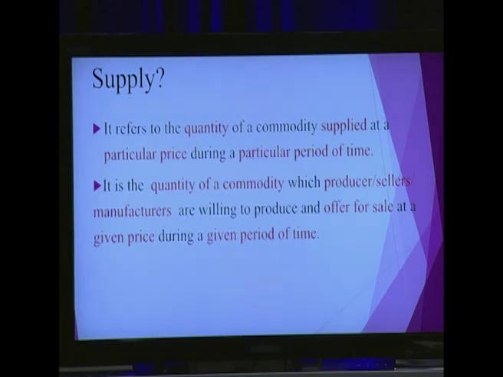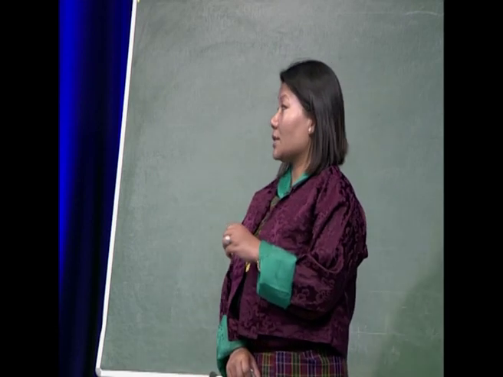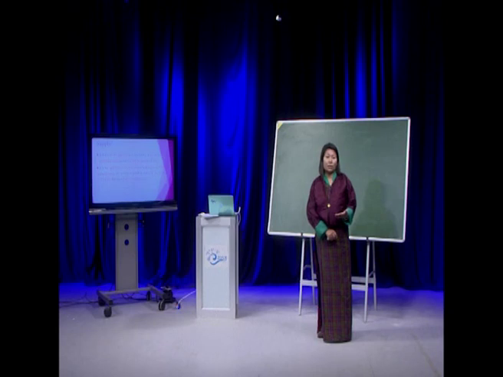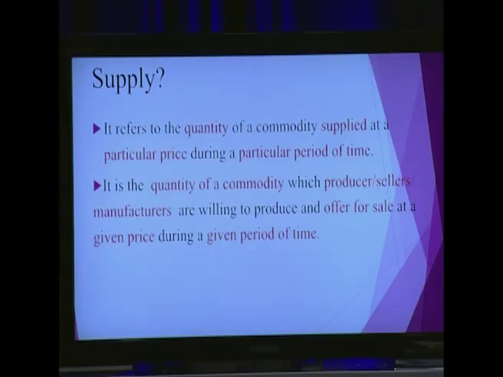These 3 words are highlighted in red again, because you need to bear in mind that, although they're written as 3 different words, in reality they are synonyms, meaning you can use either one of them. So no producers, no sellers, no manufacturers, no supply. That's something you can relate to. Are willing to produce and offer for sale. So if somebody has produced something and keeps it to himself, it doesn't become supply.